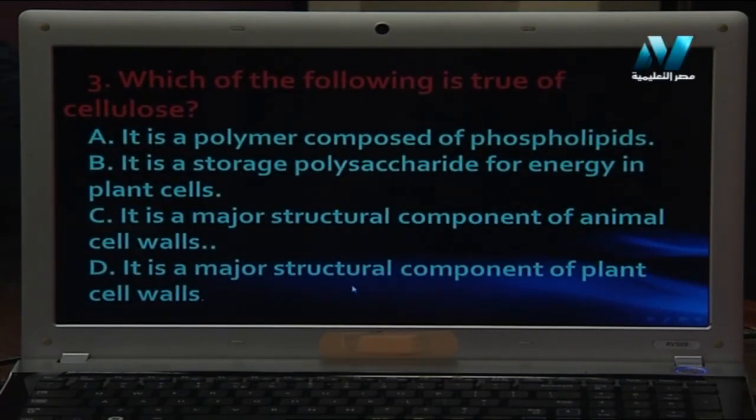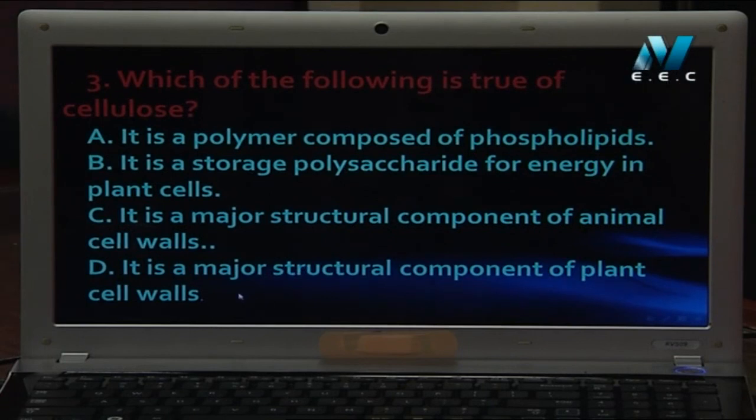The third question. Which of the following is true of cellulose? It is a polymers composed of phospholipid. It is a stored polysaccharides for energy in plant cell. It is a major structure compound of animals cell wall. It is a major structure component of the plant cell wall. The correct answer will be number D.